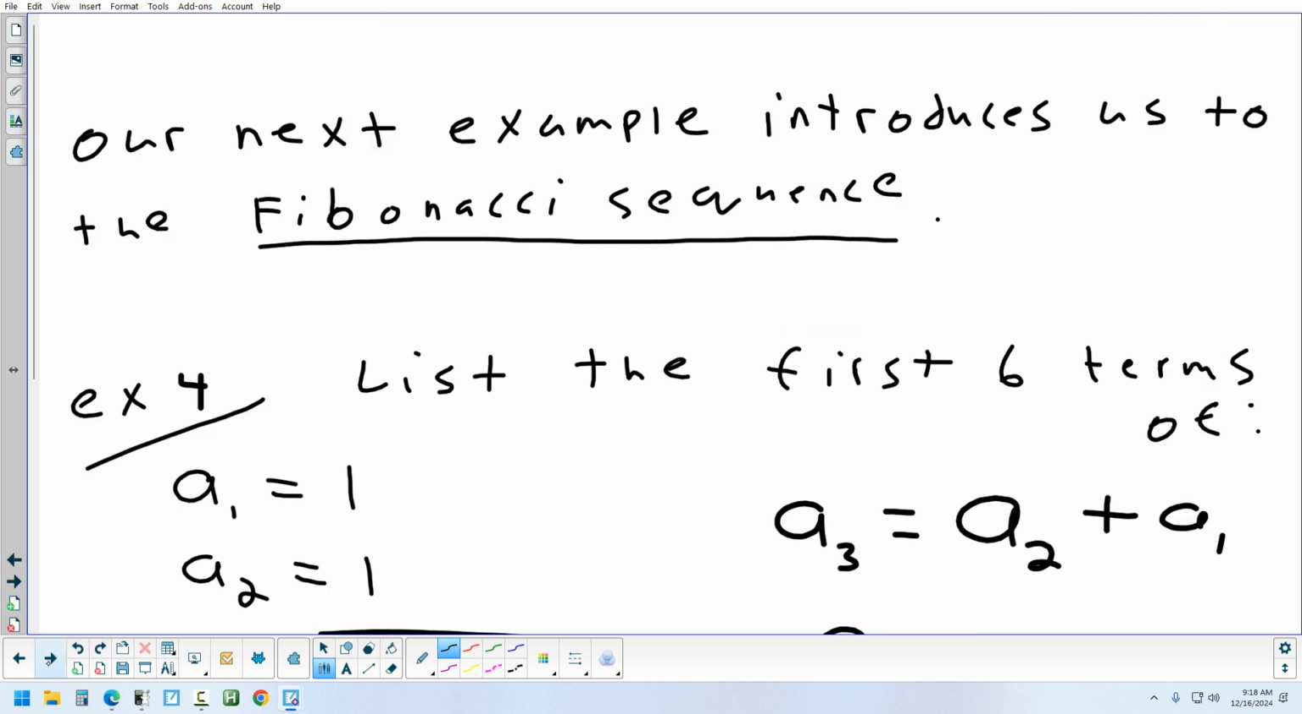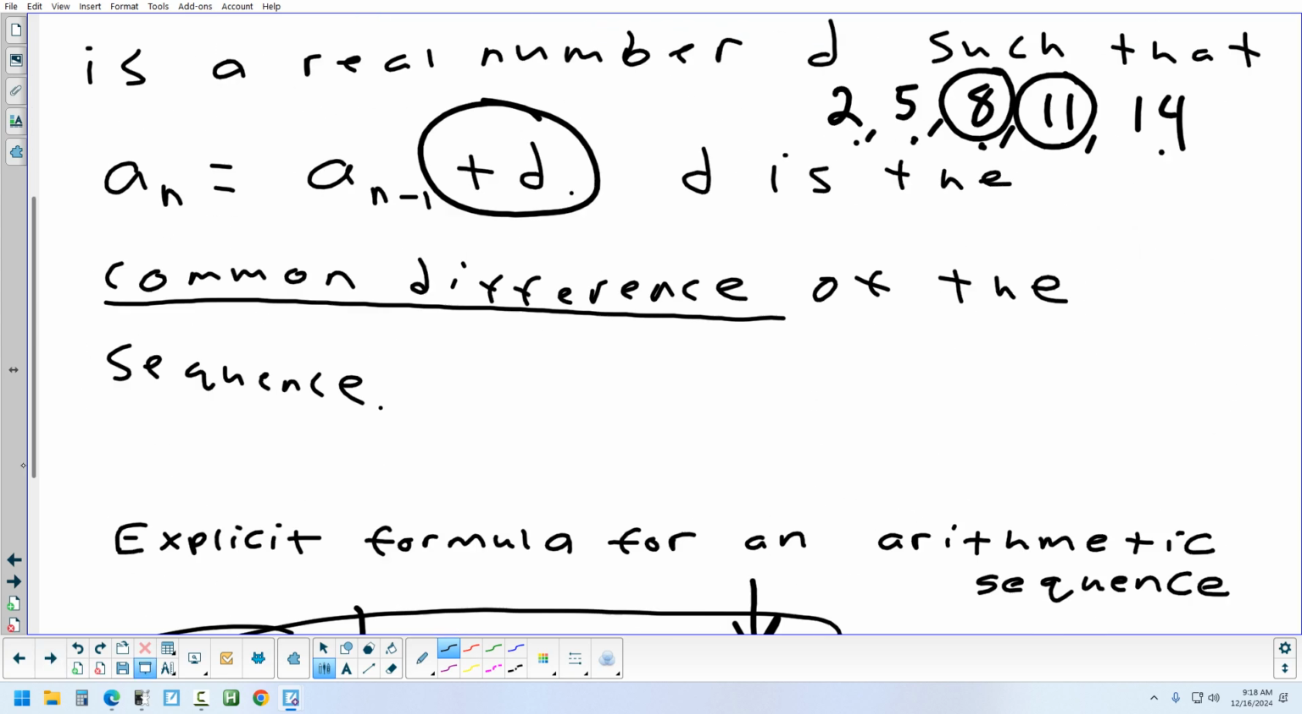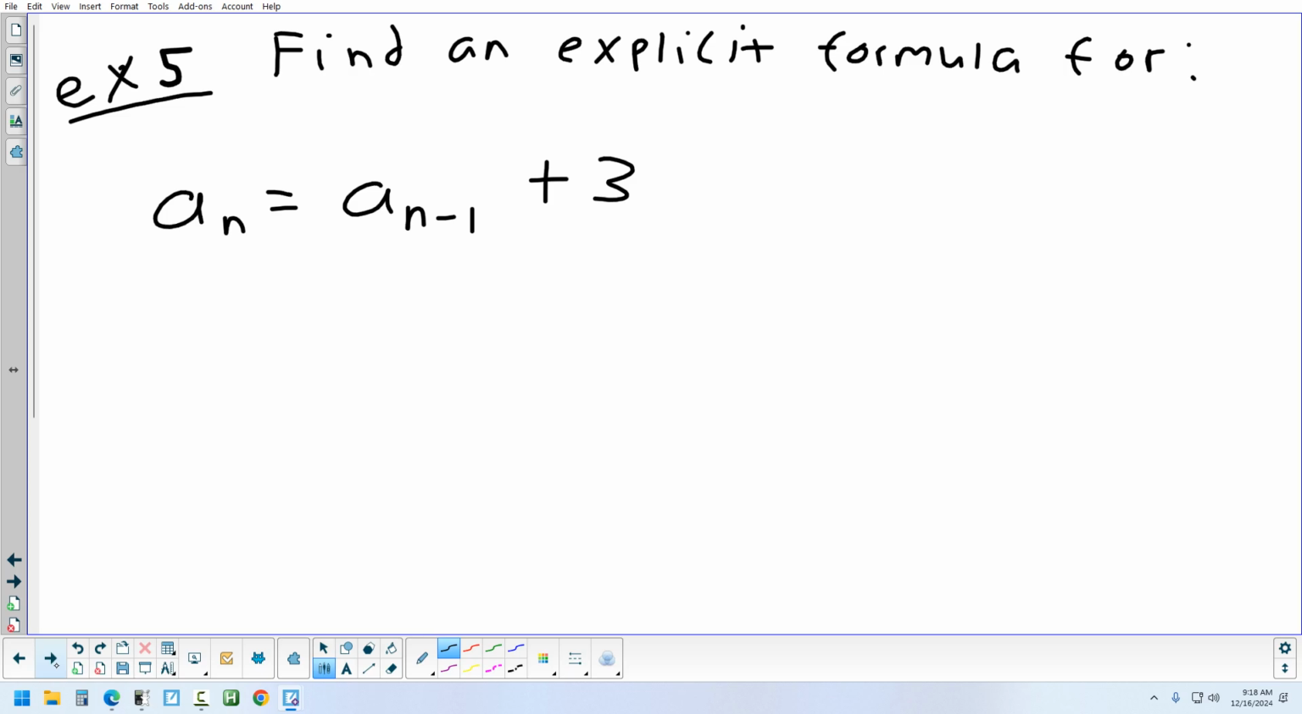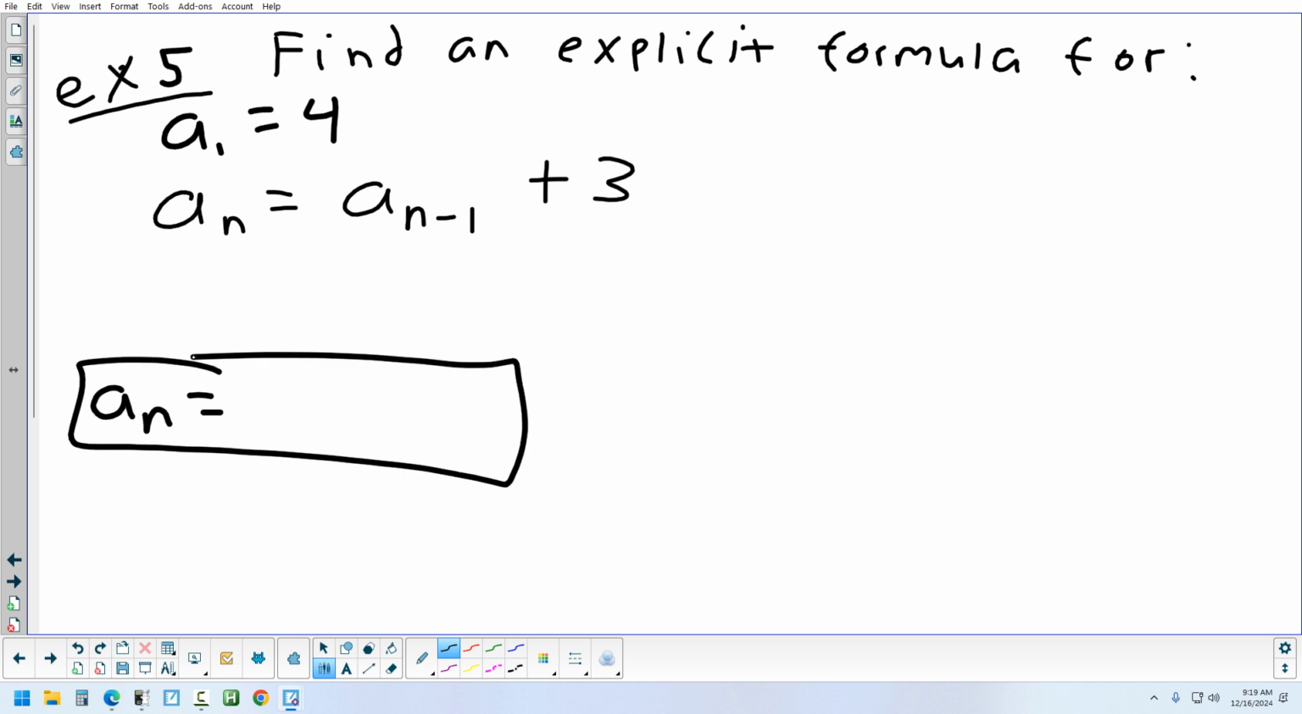Let's try it on one we don't know the answer for. Okay, so it says find an explicit formula. Well, if that's all I gave you, why wouldn't you be able to do that problem? That's impossible. You don't have the first. Yeah, you don't have a starting point. I've got to give you something to start with. Okay, so find an explicit formula for that. Okay, so off to the side, we're going to write down the formula we need to use.